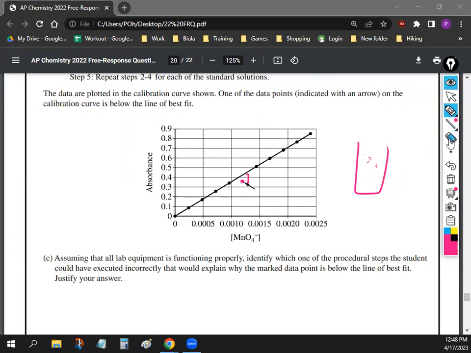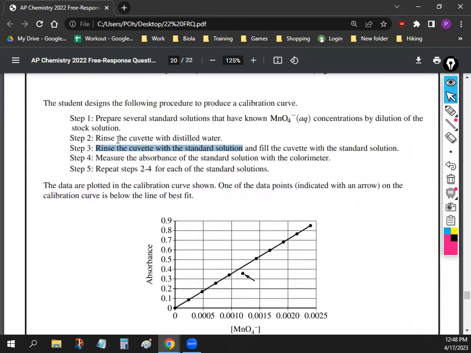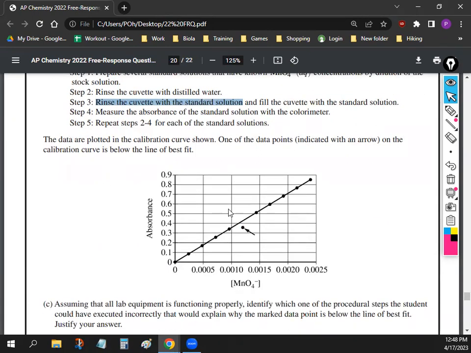So since this one is a little bit lower, this basically tells us that the solution is a little bit dilute, okay? So that means it's not as concentrated as it should be according to this plot. So if you guys take a look at the steps, like Brendan said, it's going to be step 3. And the reason why is because the student probably did not rinse the cuvette with the standard solution. Because think about it. If you rinse it with water, even if you pour all the water out, there's still going to be a little water left over, right? And that little bit of water will dilute your solution, and then it's going to lower the absorbance. Okay, so that's going to be the answer.